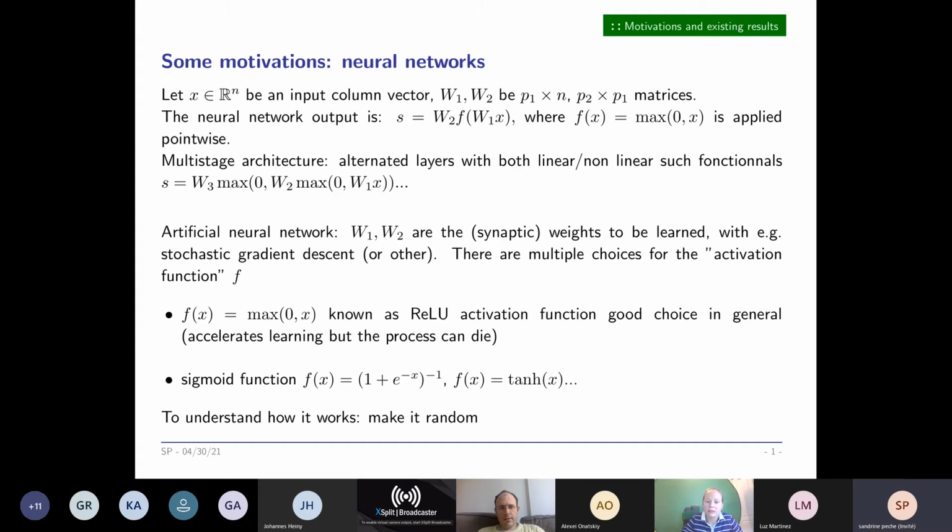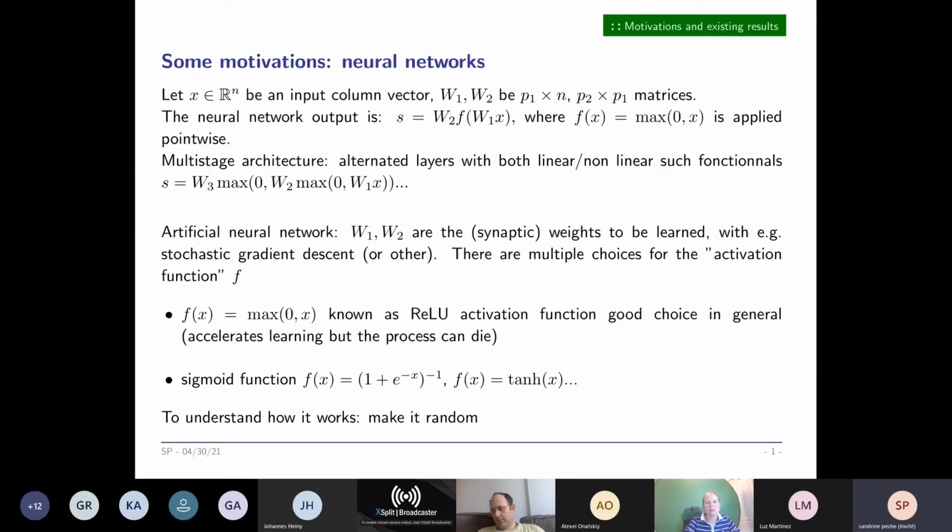The non-linear ensembles I'm interested in actually come from the motivation of neural networks. So I will give a few words on that. In a neural network, we take an input column vector X with dimension n, and this goes through multiple layers of alternating linear and nonlinear functions.